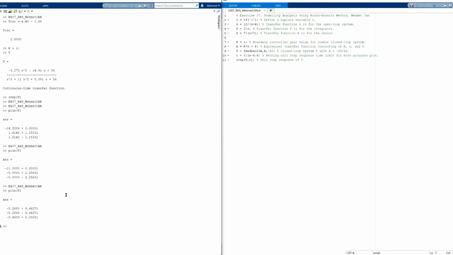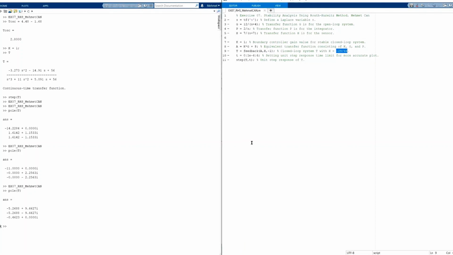Now we have verified that our system is stable for k larger than -29/66. And we have also determined our oscillation frequency using the auxiliary polynomial in our Routh table, and from there we have also determined our oscillation period, which is 2.78 in our calculation, and we have now found here 2.8, of course, with rounding errors also from determining the plot. Okay guys, that was it for this example.